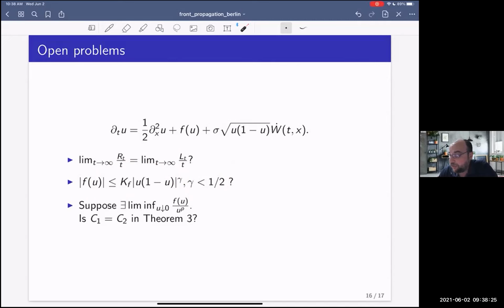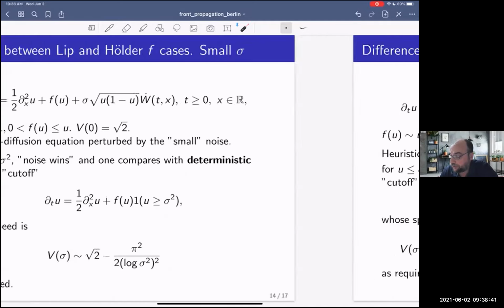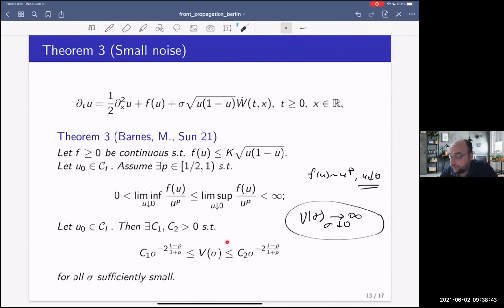And suppose we know that the limit of f(u) over u exists, can we show that C1 equals C in Theorem 3? Which means that there exists a sharp asymptotic up to the constant of V sigma.